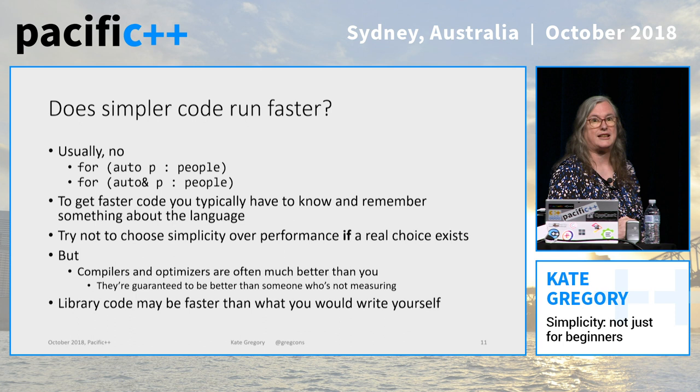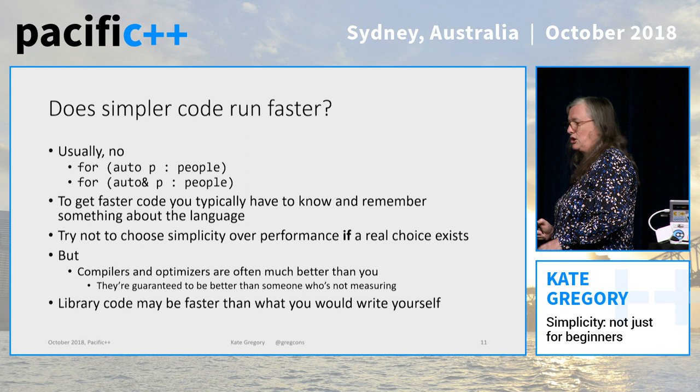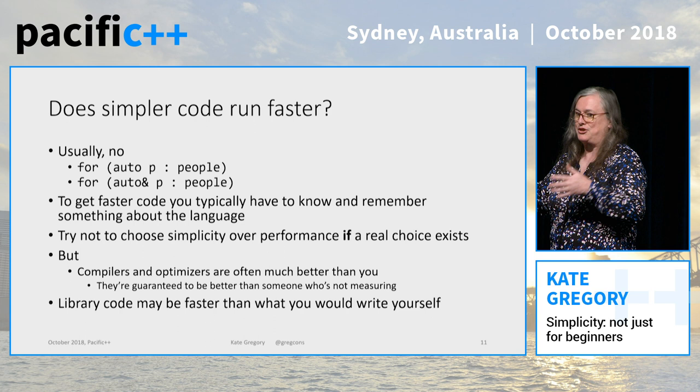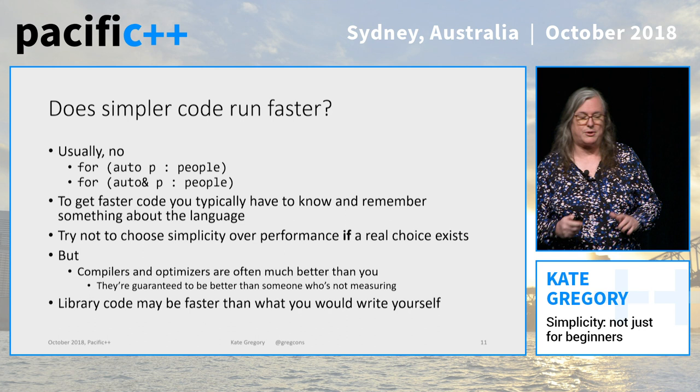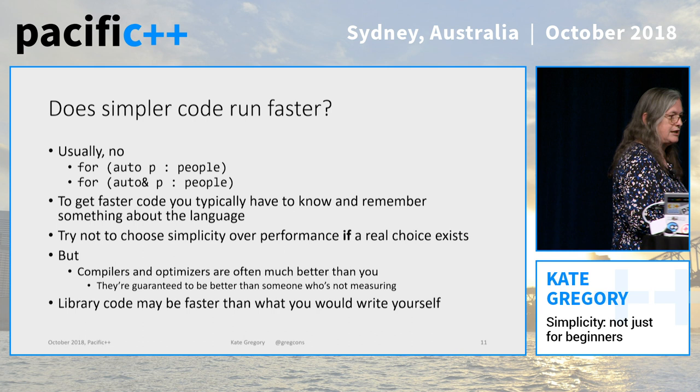And let's mention library code again. Think about the job of someone who writes an implementation of the standard template library for a compiler vendor. That's their job. You think you can code circles around that person and your raw loop will be faster? I don't think so. Right? That's all they do. So library code won't be slower than what you would have written yourself and may be faster.